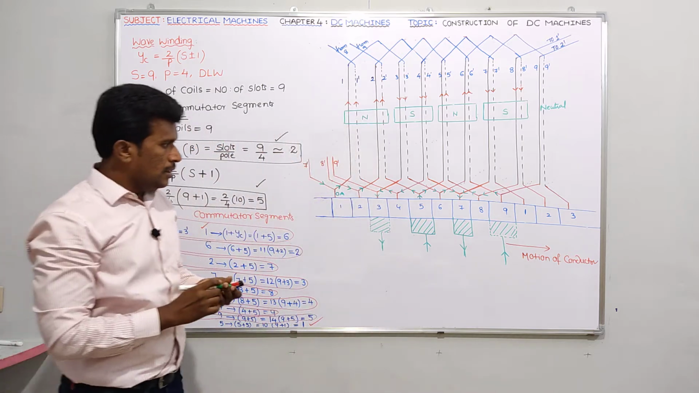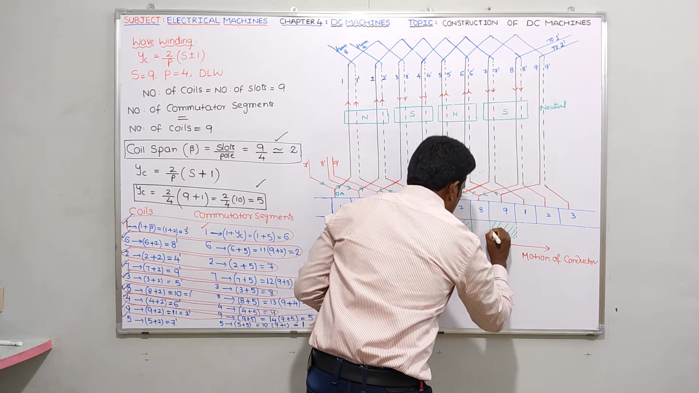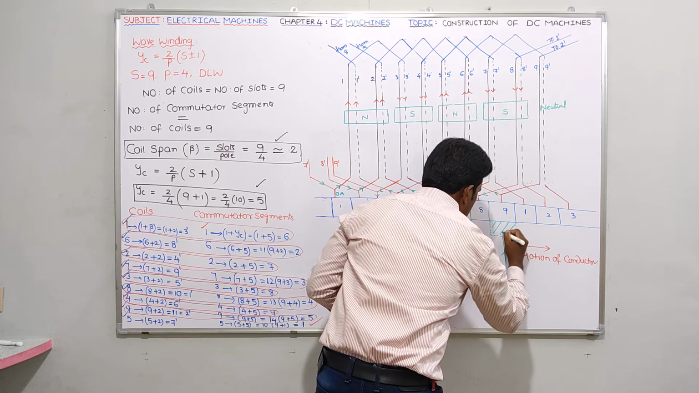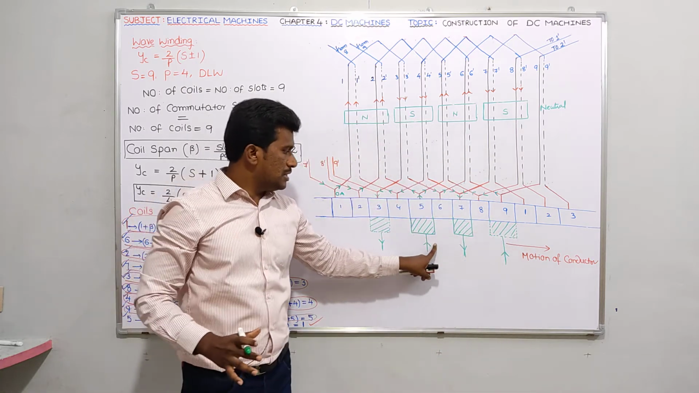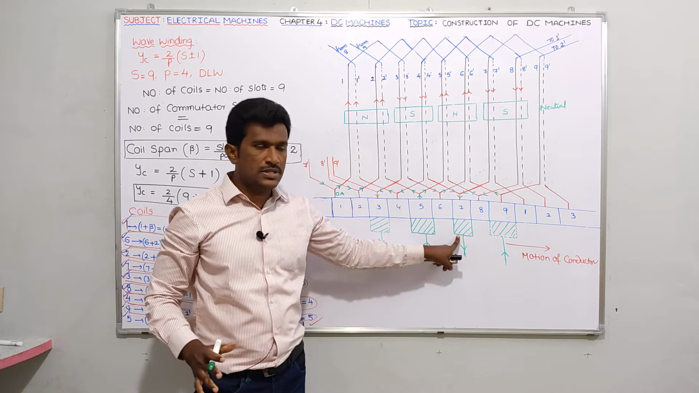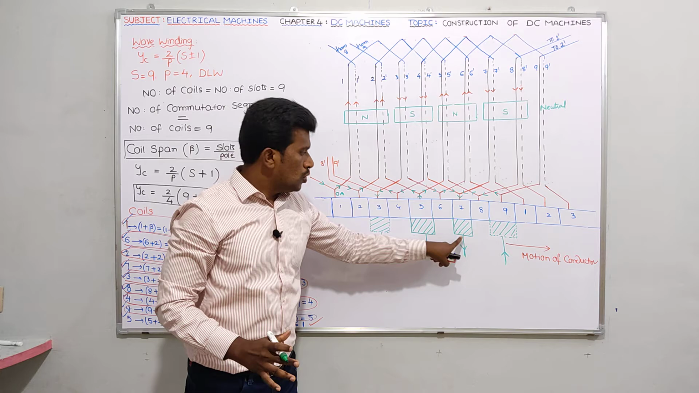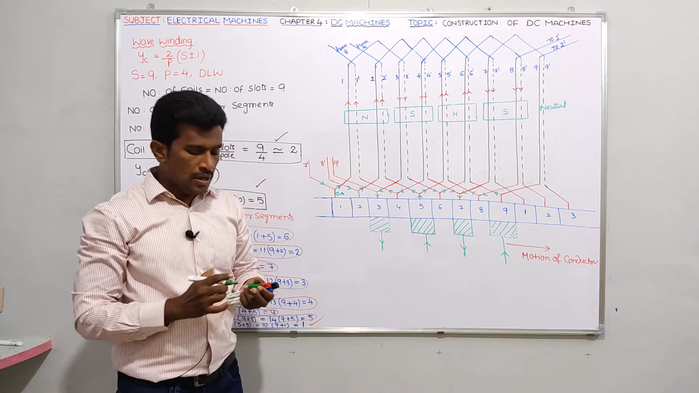Okay, if you see it, try to see only the solid line, don't try to see the dotted brush. This is one brush, this is another brush. That means wave winding will generally have 2 brushes only. Wave winding: number of brushes equals 2 only.